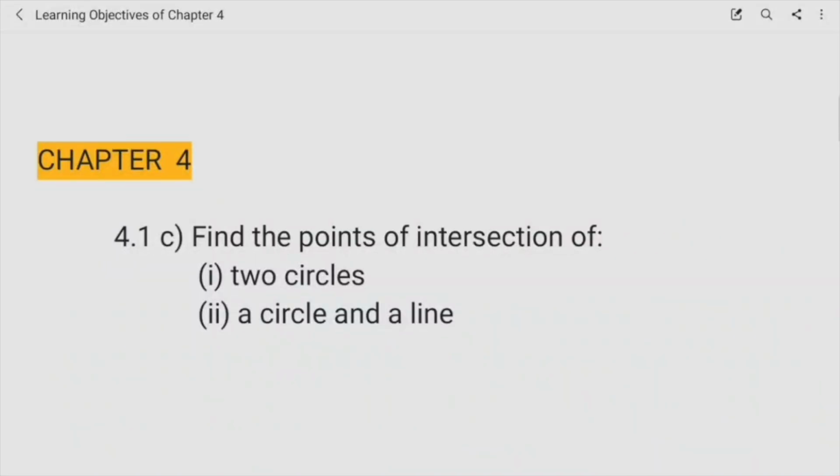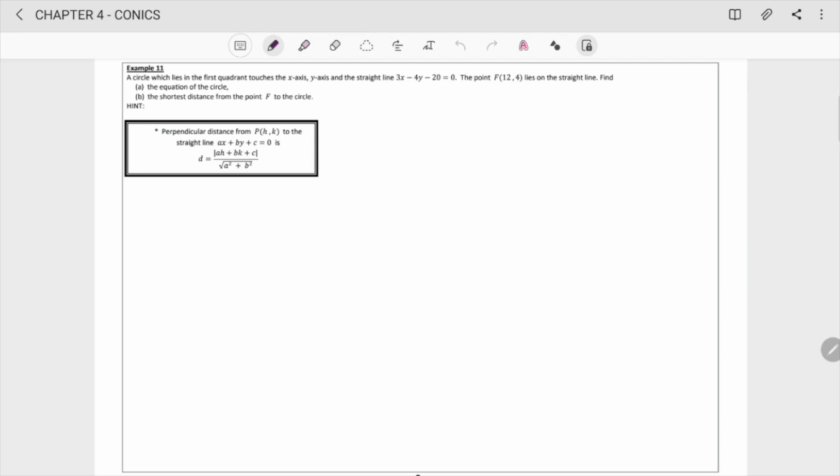We still want to find the point of intersection, but we are going to combine it with a different subtopic too. For the circle, example 11: a circle which lies in the first quadrant touches the x-axis, the y-axis, and the straight line. The point F lies on the straight line. A, find the equation of the circle.